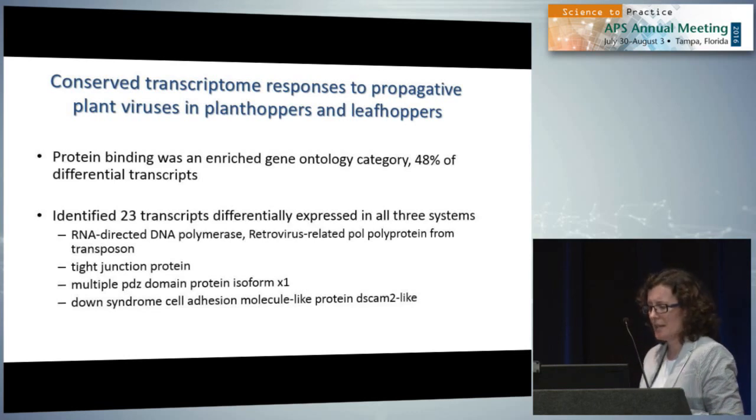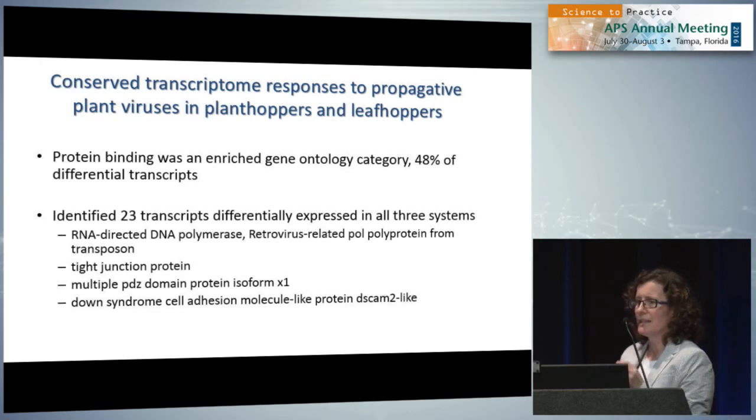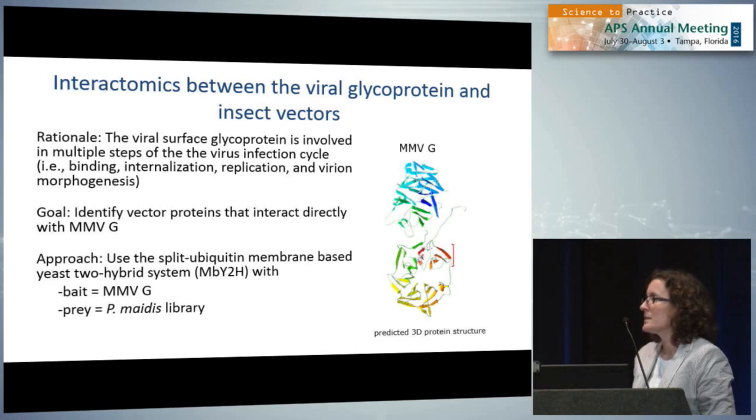We're also interested in tight junction. Those are involved in the connections between cells. So could that be playing a role in cell-cell communication in the insect vector? It could be quite analogous to plasmodesmata that we see with the plant infecting viruses. So that's our transcriptome analysis, and we'll be taking that further, looking at the function of those genes.